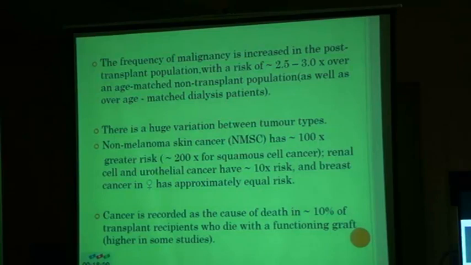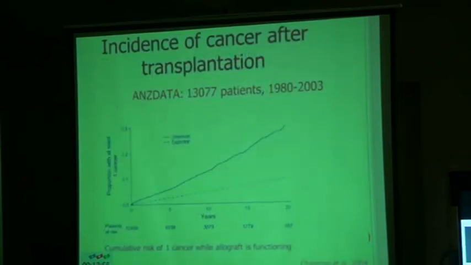Also, which is very sad, we are confronted with patients who are dying from cancer while they have a good functioning graft. This occurs in nearly 10% of our patients. This shows the expected malignancy versus what was reported after transplantation. You see here the observed one is much higher than expected.